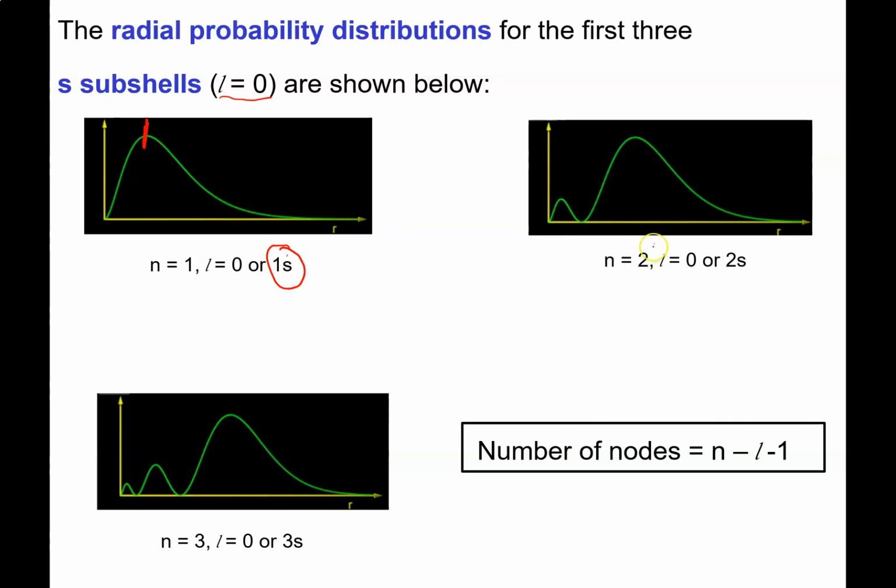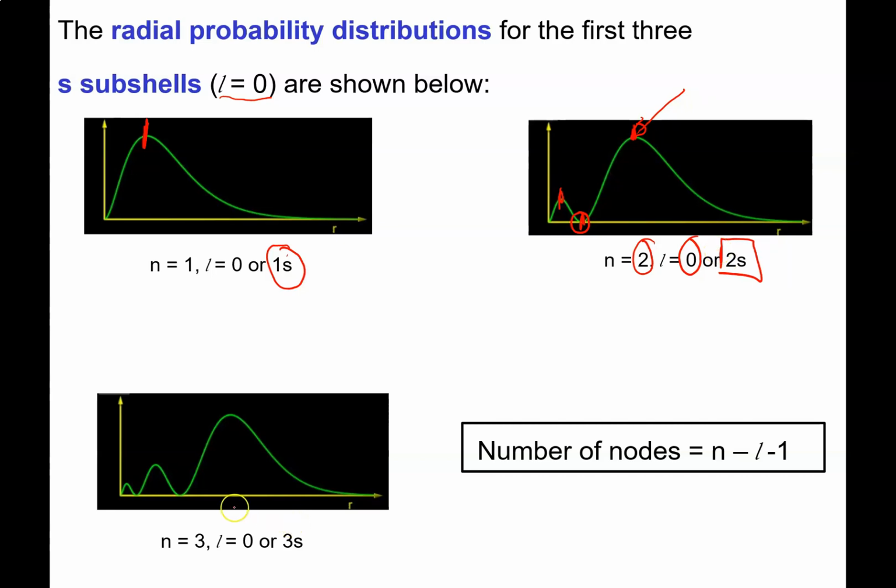Now we move out to the second shell, N equals 2, still an S subshell, so in subshell notation this is written as 2s. And what we see here is we have 2 peaks, and then we have a node. So the peaks correspond to distances where it's likely that we're going to find an electron. This is the most probable distance, and the node refers to a distance where we never find the electron. So no nodes for 1s, 1 node for 2s.